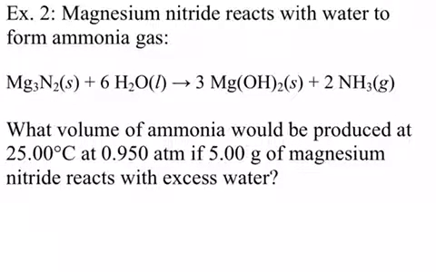Here's the second one, and you can pause if you want to do these before you watch me do the solution. This one is magnesium nitride reacting with water to form magnesium hydroxide and ammonia. And notice they're asking you for the volume of ammonia that would be produced at 25 degrees Celsius and 0.950 ATMs. So since they give you the pressure and a temperature, this is not at STP. We're going to have to use the ideal gas law here. And notice the given is if 5 grams of magnesium nitride reacts with excess water.